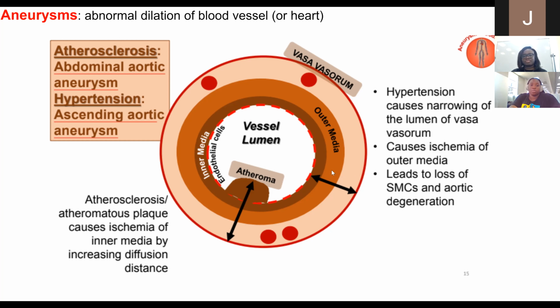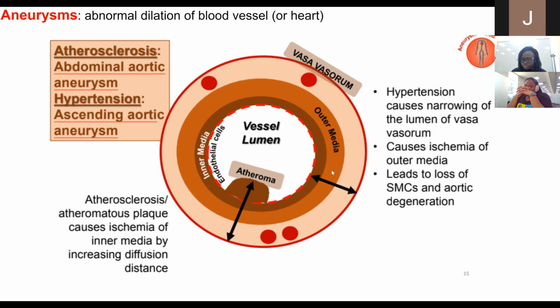Vasa vasorum. Perfect, right? Your vasa vasorum, the arterioles and blood vessels from your tunica adventitia, supplies the outer media. So in atherosclerosis, your inner media is not getting supplied, okay? And then that's going to become ischemic, because of the increased diffusion distance. So your inner media is affected.